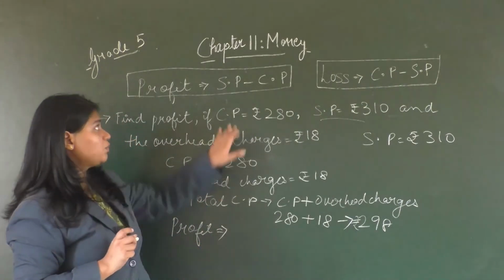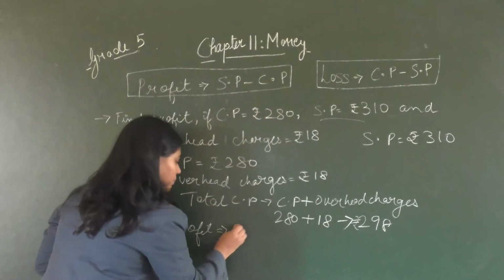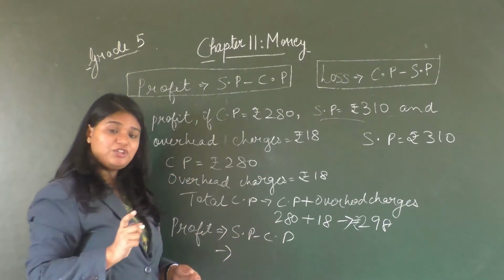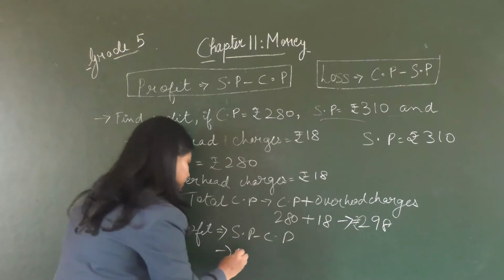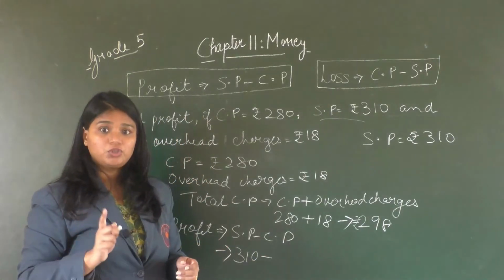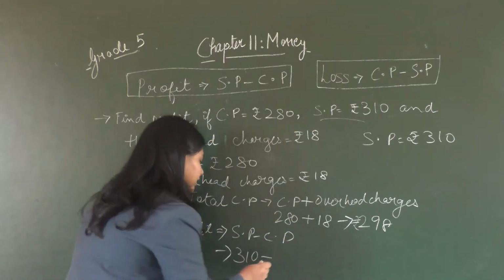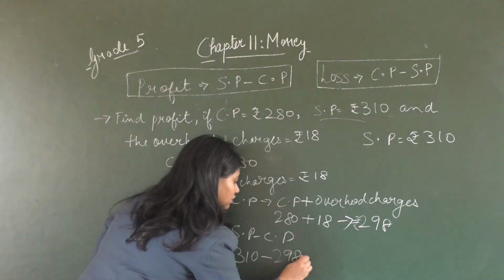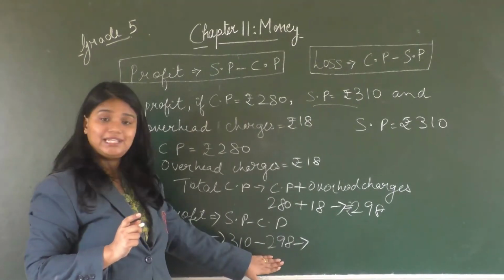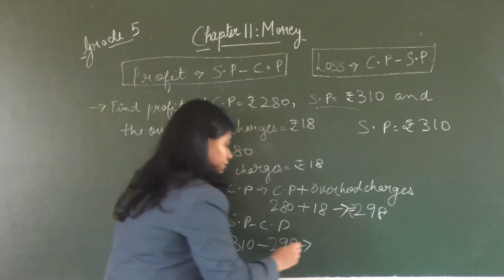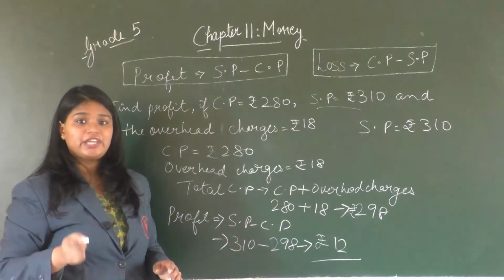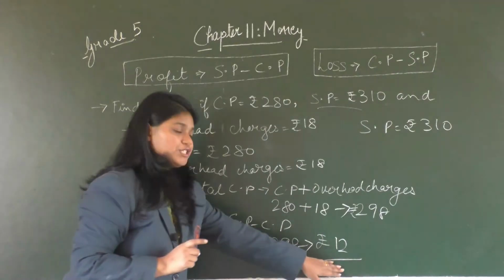Now profit is equal to SP minus CP. Now we have the value for SP, that is 310, minus we calculate the value for total CP, that was 298. Now rupees 310 minus rupees 298 is rupees 12. So in this question there is a profit of rupees 12.